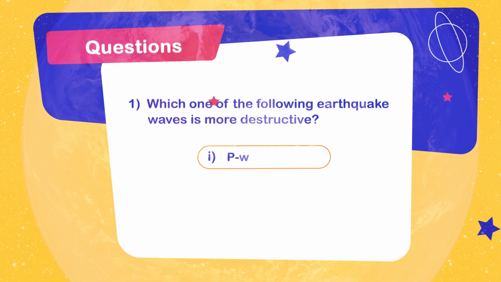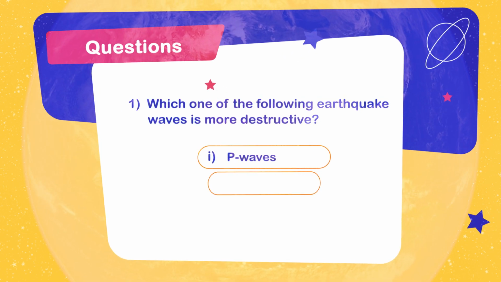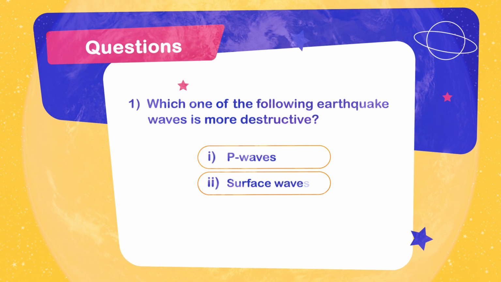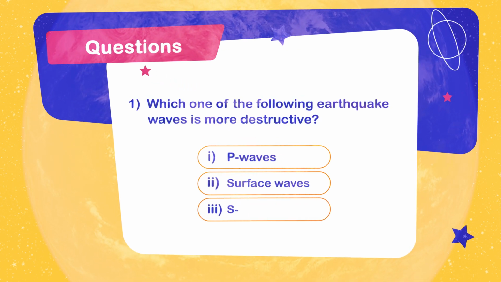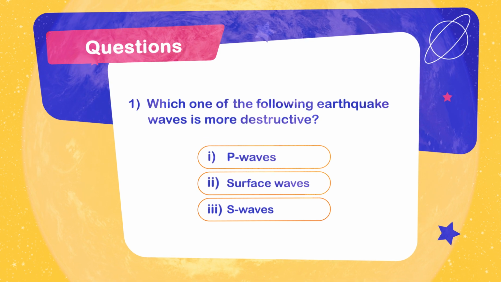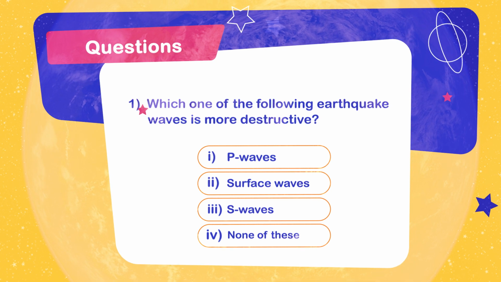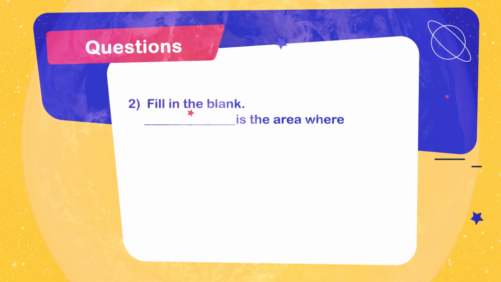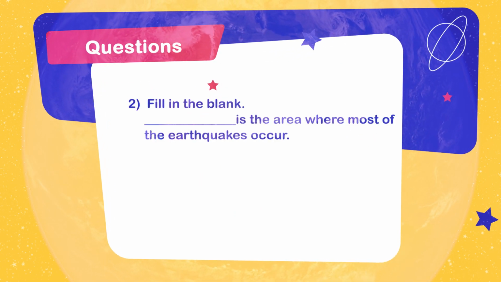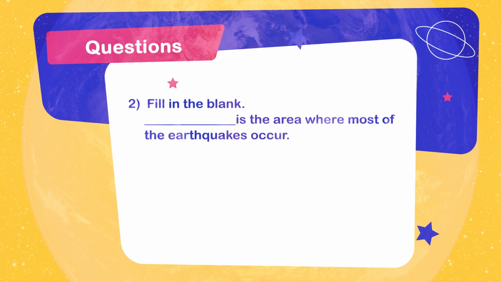Now let us recapitulate what we learnt about earthquakes by answering few questions. First one is, which of the following earthquake waves is more destructive? First, P waves. Second option is surface waves. Third option is S waves. And fourth option is none of these. The second question is that of the fill in the blank. Blank is the area where most of the earthquakes occur.